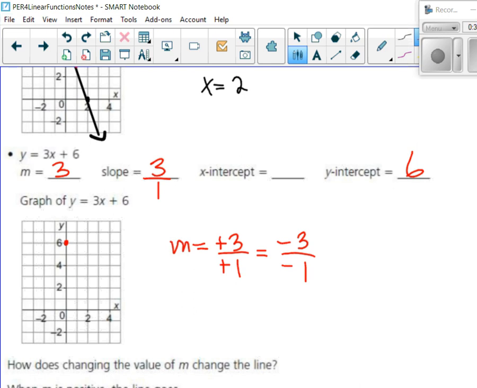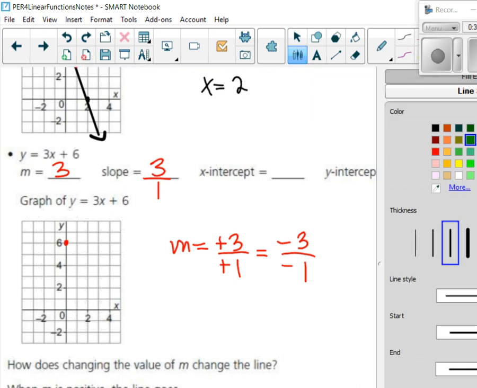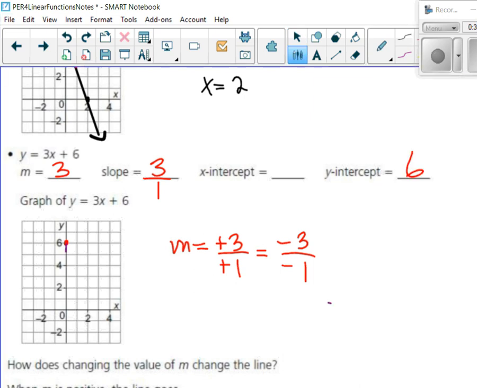So I'm going to go down 3, 1, 2. So I'm going down 3. I'm going to use a different color pen here. Down 3, 1, 2, 3, left 1. Do you see there's my other point? Do you see it's still going to make a positive slope? Yes? And then I connect the dots. How fast is that graphing? Pretty fast, eh? And guess what? Now I can read my x-intercept. What's my x-intercept? -2.